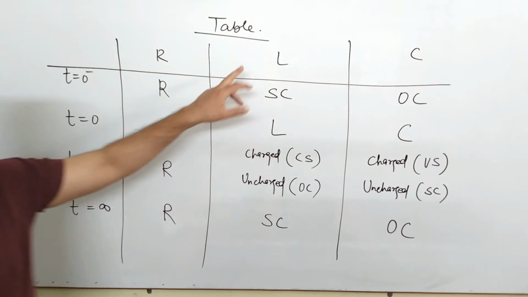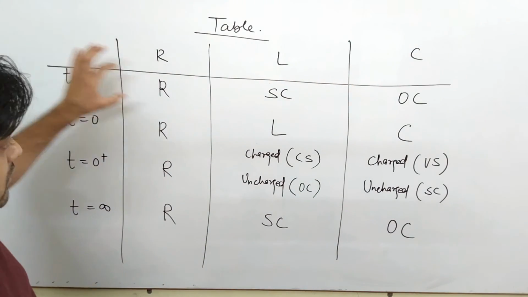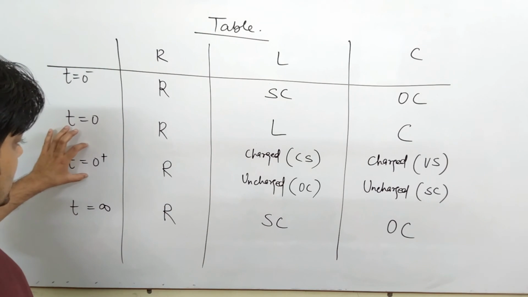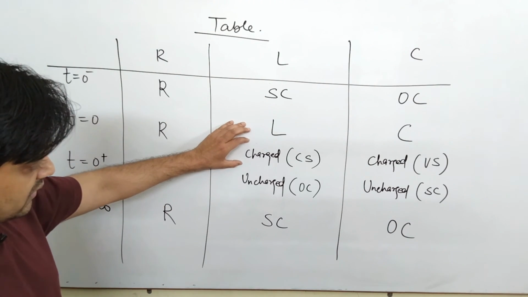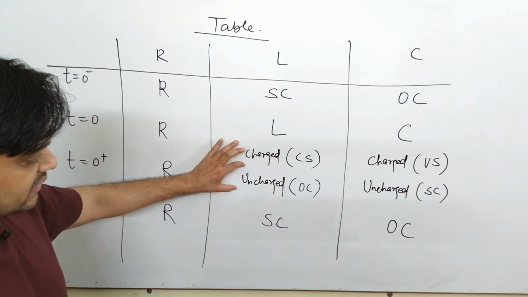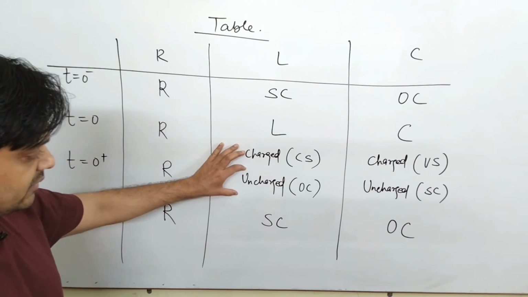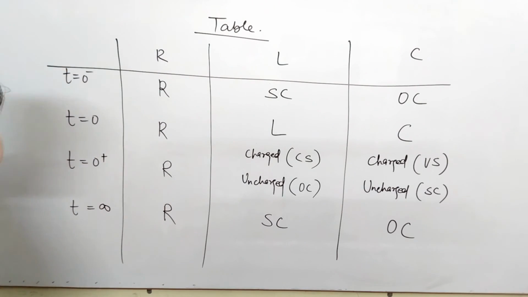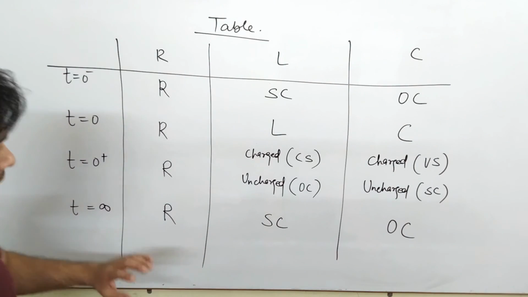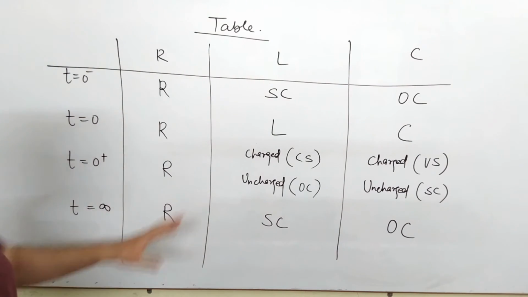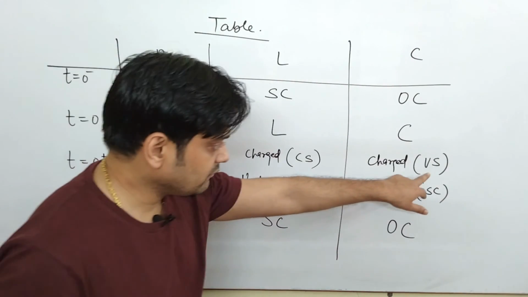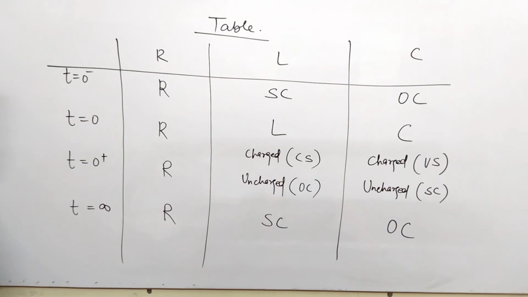Okay, for L and C it is very important. For t equal to 0 negative, L is a short circuit. At t equal to 0, L behaves like an L. At t equal to 0 positive, if it is a charged inductor, it behaves like a current source. If it is an uncharged inductor, it is an open circuit. Uncharged inductor means that you will identify it from the initial condition. Similarly, at t equal to infinite, it behaves like a short circuit. Okay, this I have already explained. Similarly, in case of capacitor, the same is the condition. This CS represents current source, this VS represents voltage source.